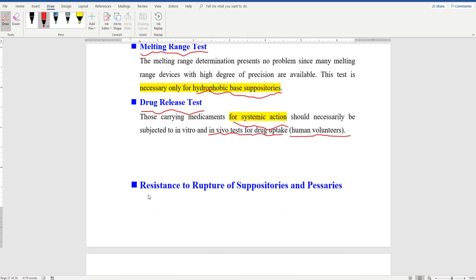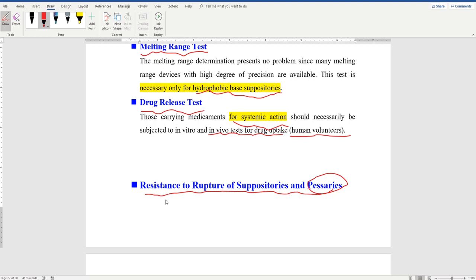Okay? We also have resistance to rupture, which is very similar to resistance to crushing. So here we are measuring whether the suppositories or pessaries, as we said, vaginal suppositories are called pessaries, can withstand or tolerate handling, including when the patient takes it to insert it in the rectum. At that point we will have pressure on the suppository to be inserted inside the rectum. So we want to make sure that these suppositories can withstand such rigorous handling.